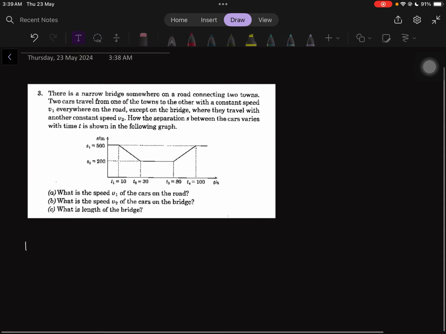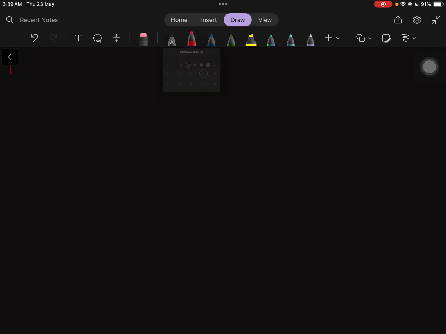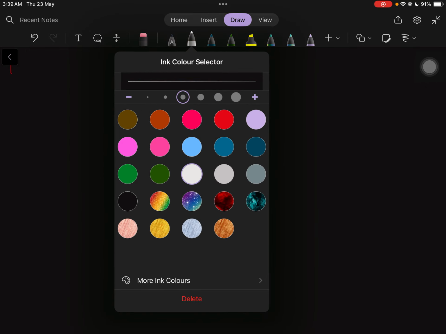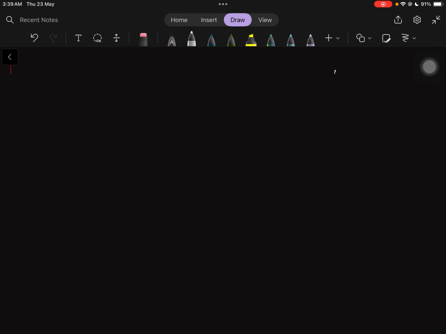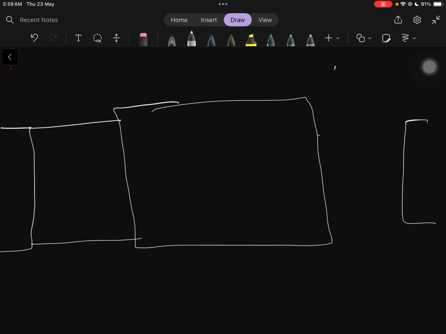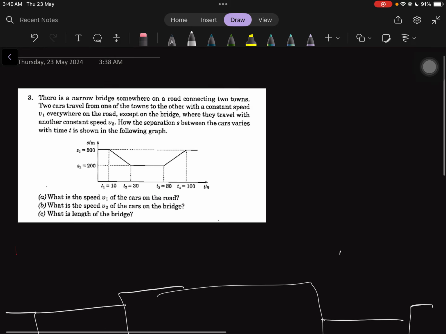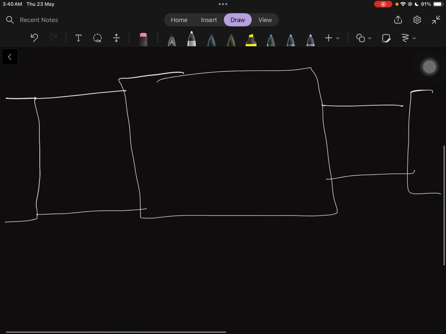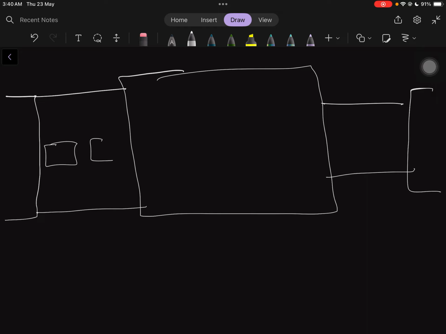Wait, let me help you by making a clean diagram which will help you in understanding the language of the question. See, it's saying that we have town number 1, town number 2, and this is a road, not a bridge, and this is a bridge, and this is again a road. It's saying that two cars have v1 velocity on the road, v2 velocity on the bridge, and again v1 velocity here.